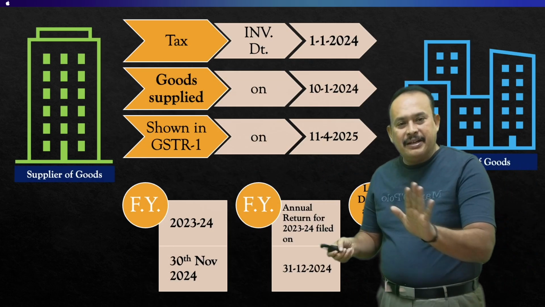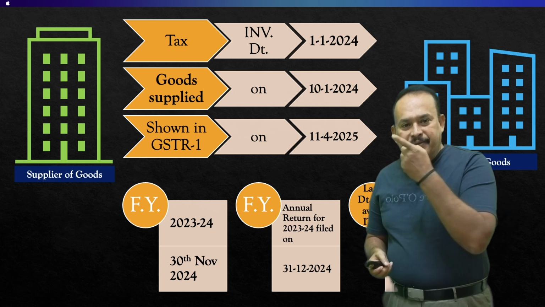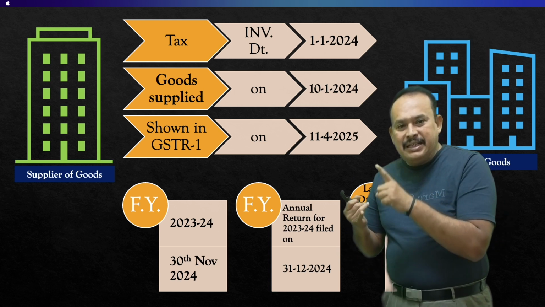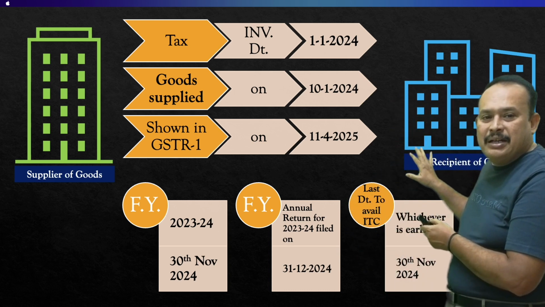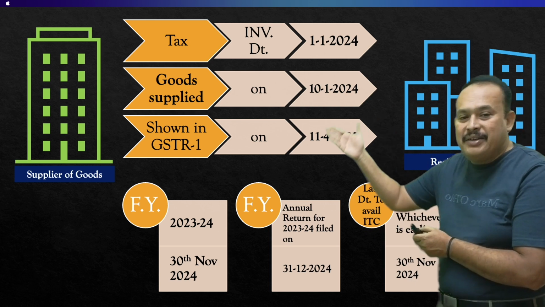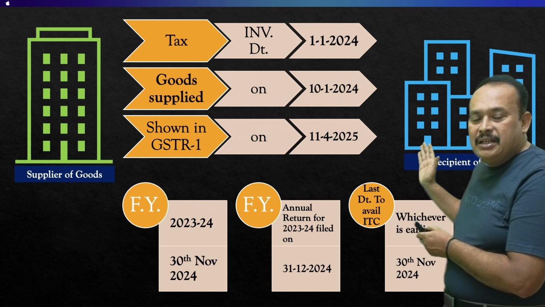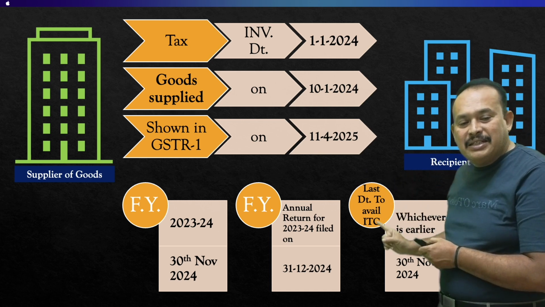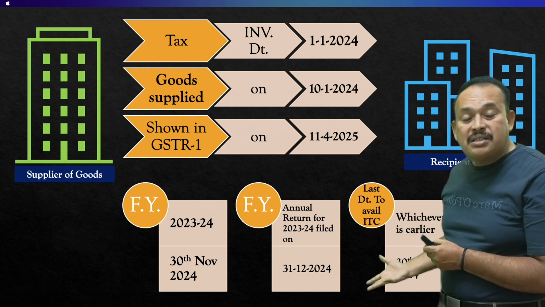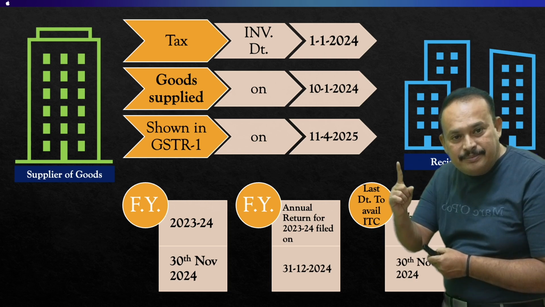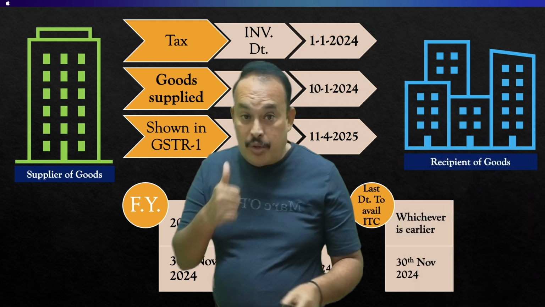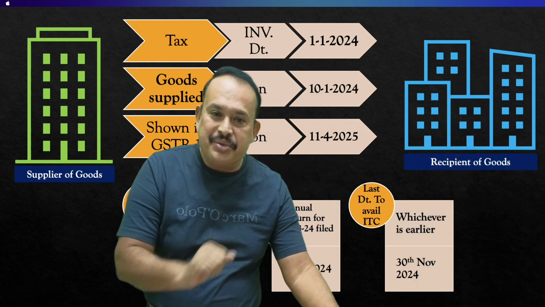Yes, sir. Clear? In the exam, if a question comes up on whether the recipient can avail the ITC, and if the given information shows as above, then you can say that in the given case ITC is not allowed because it is a time-barred claim. Able to answer? Yes, a question will definitely come in the exam based on this.